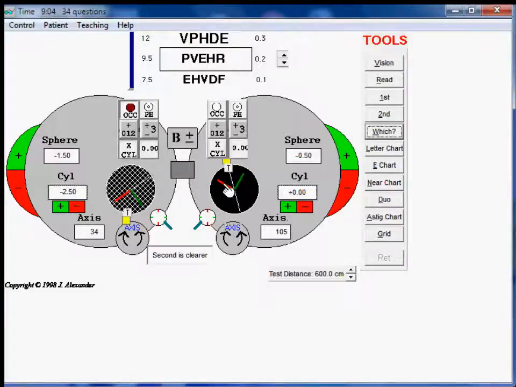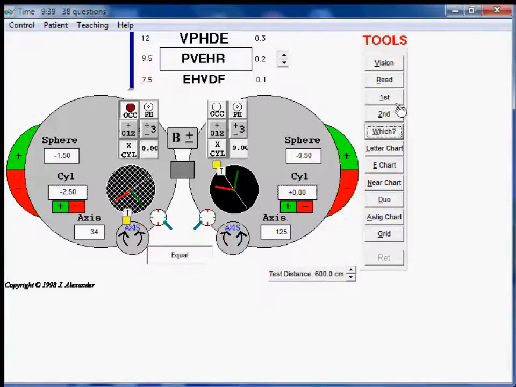Second is clearer, so we're moving towards the red again. First is clearer, so we're moving a bit more towards the green this time. This is clearer, so tiny bit. So we got 1, 2, 1 is the axis where we first get equality. Now we need to try 1, 2, 3. We get the bracketing. 1, 2, 3 is equal, 1, 2, 1 is equal.